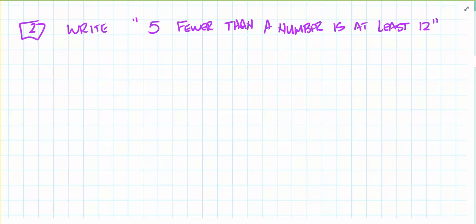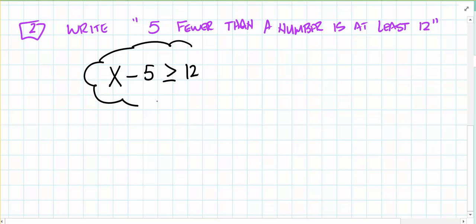Okay, here's the second idea. How do we write 5 fewer than a number is at least 12? So, well, first of all, we don't know what our number is, so let's call our number x, okay? If we want to go 5 fewer than our number x, then that means we have to subtract 5 from whatever number we have. So x minus 5 is at least 12. So it could be 12, 13, 14, 15. So it can be greater than or equal to 12. So this is how we would transpose that sentence into an inequality.